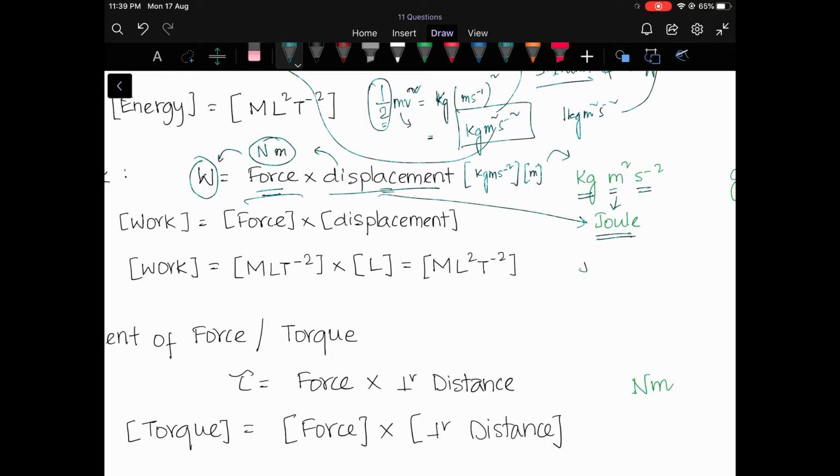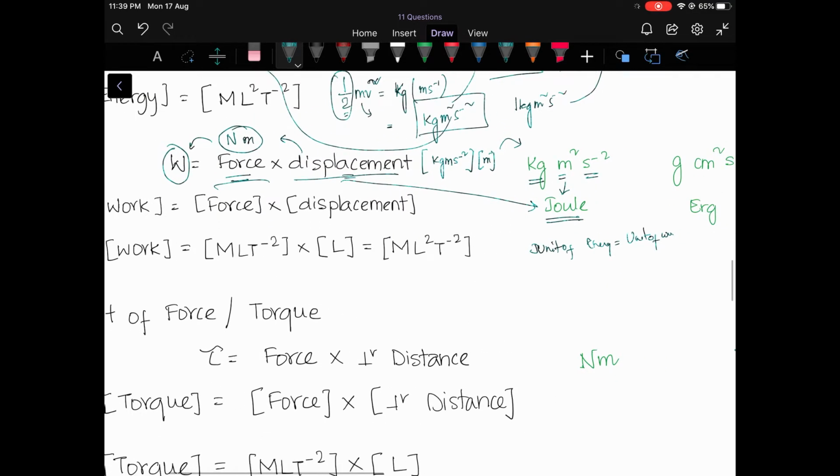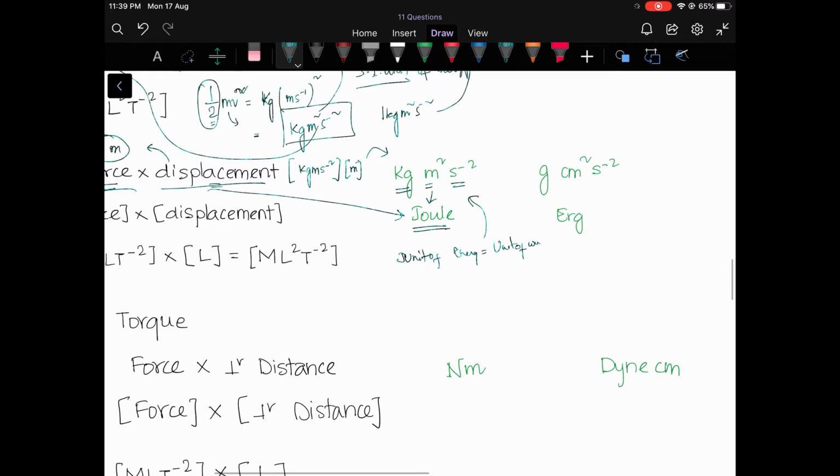That means the unit of energy is same as unit of work. Also, since the units are same, doesn't matter whether it's CGS or SI, the unit in CGS also will be same. That means we can measure your work done in ergs as well.